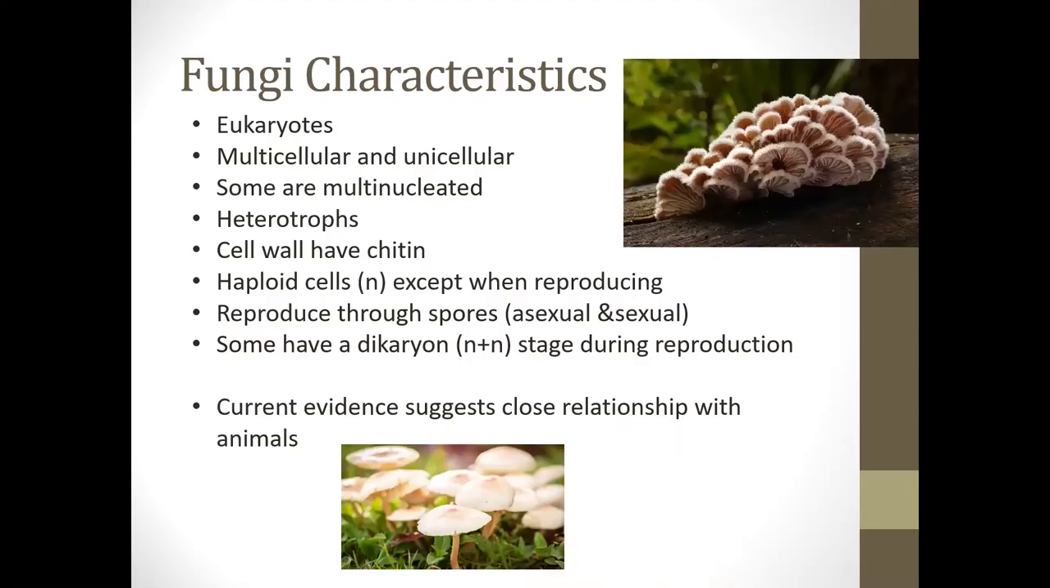All right, so let's talk about some of the general characteristics. So they do fall under the domain Eukarya, meaning they're eukaryotes. So they do have organelles, a membrane-bound nucleus, everything you'd find in a eukaryote. Now, there are different types of fungi. Some are multicellular, while some are unicellular. And remember the difference between the two. On top of some being multicellular and unicellular, some are even multinucleated, and we'll talk about those here in a second.